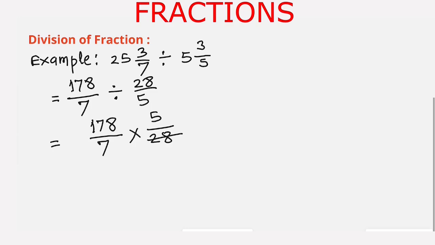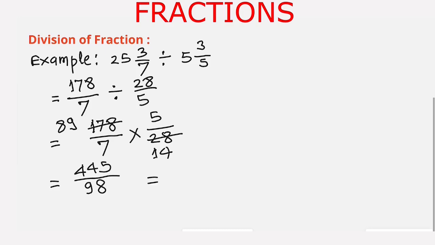2 divides 28 for 14 times, and 2 divides 178. 2 times 8 is 16. 17 minus 16 is 1. We carry 8. 18 is divided by 2, and 9 times 2 is 18. So when 178 is divided by 2, it gives us 89. This is equal to 89 times 5 is 445 upon 7 times 14 is 98.